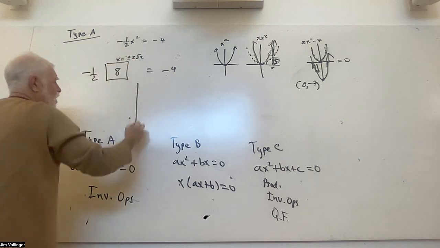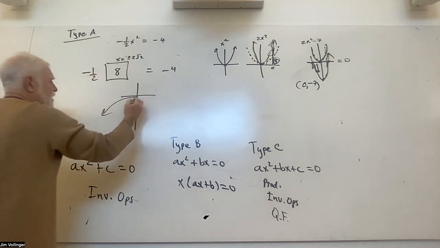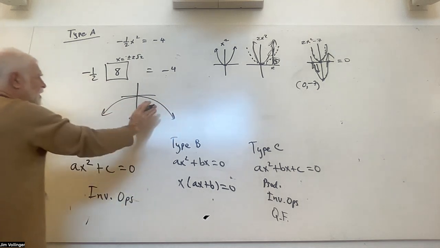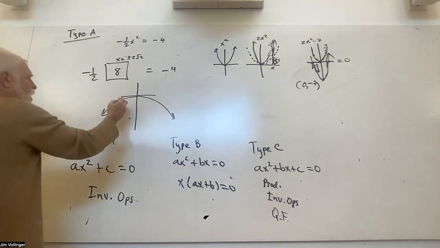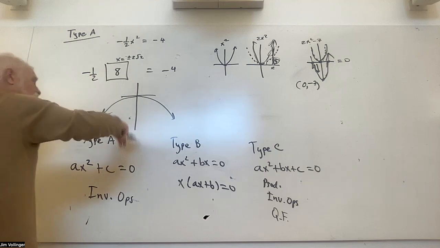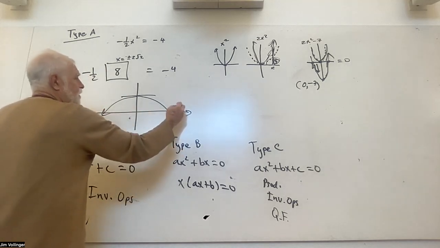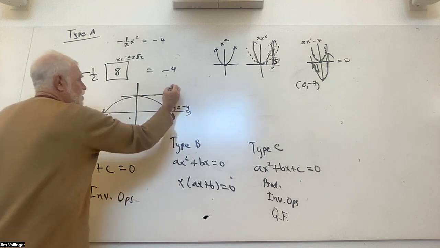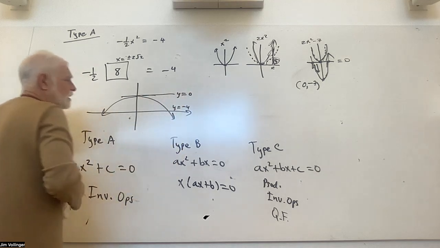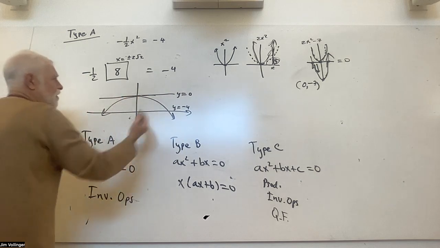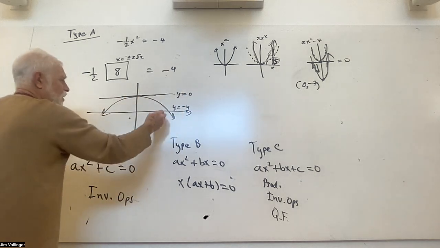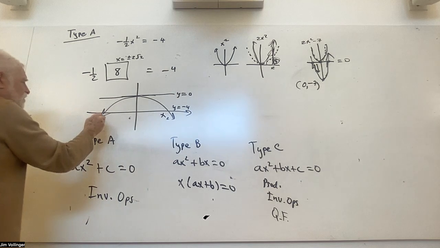Minus 1/2 x squared is the squaring process. Now that's a little wider than x squared because each y value is being divided by 2, and we're going in the other direction. And minus 4 is an altitude below the x-axis, which happens to be y equals 0. That's the x-axis, no height. So we've got 1 x over here, and 1 x over here.